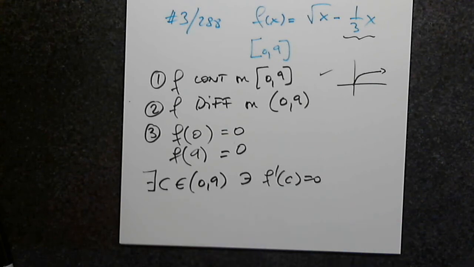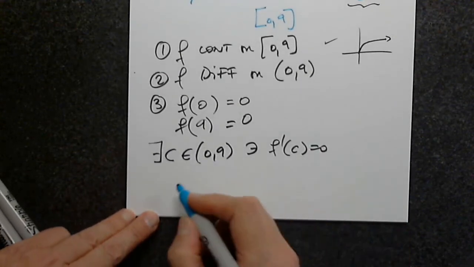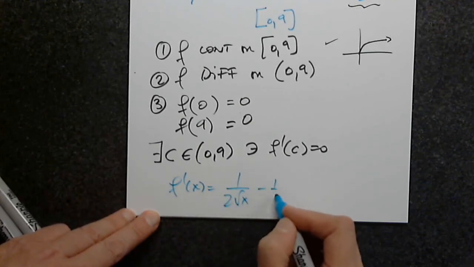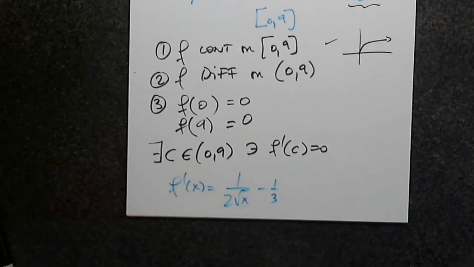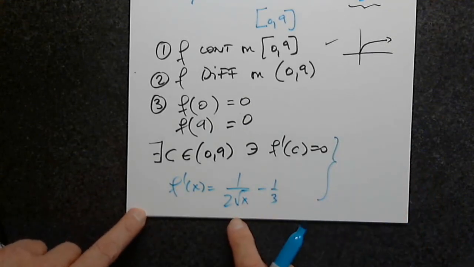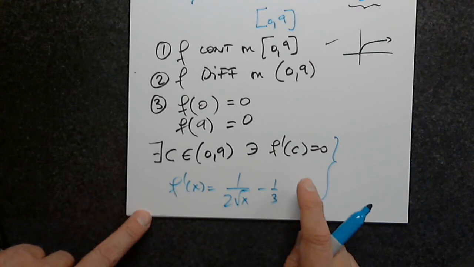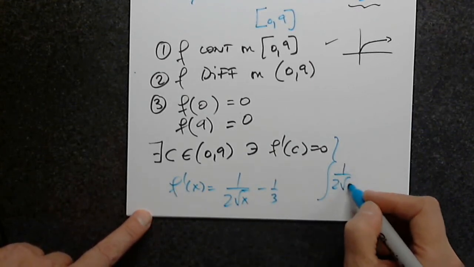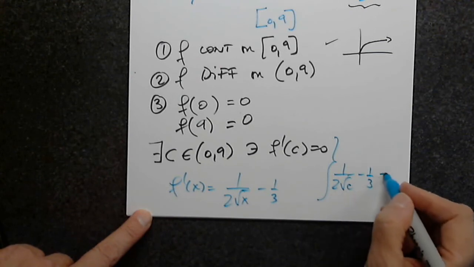Now find it. So we differentiate f of x, and we get f prime of x equals 1 over 2 the square root of x, minus 1/3. Would you agree with that? So now in order to create this equation, let's replace x by c. So 1 over 2 the square root of c, minus 1/3, equals 0.